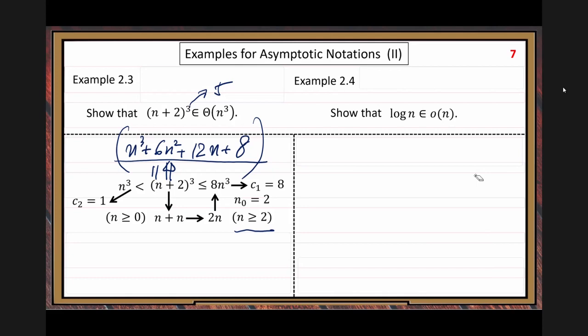For this case, we can only use the limit way. There is no inequality way. Remember last time, for some of the cases, we could use the inequality way, but for this little o, there is only one way, the limit way. So here, we can only take the limit. Let's calculate the limit.